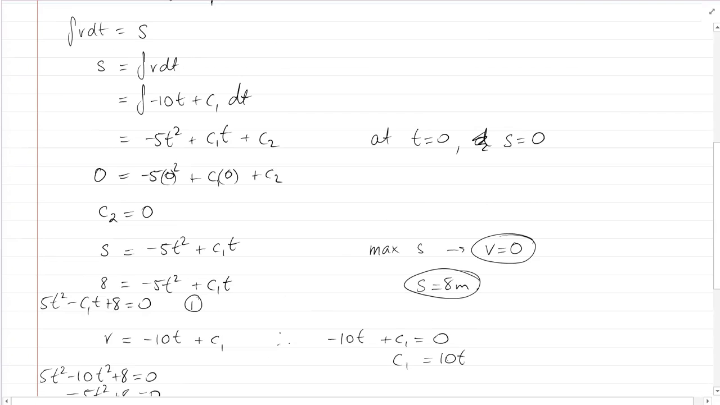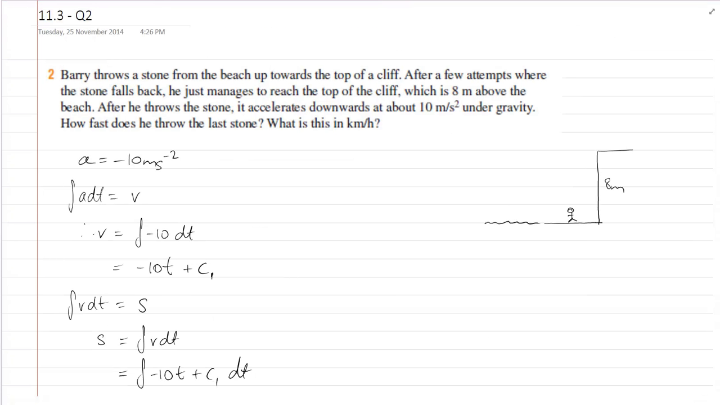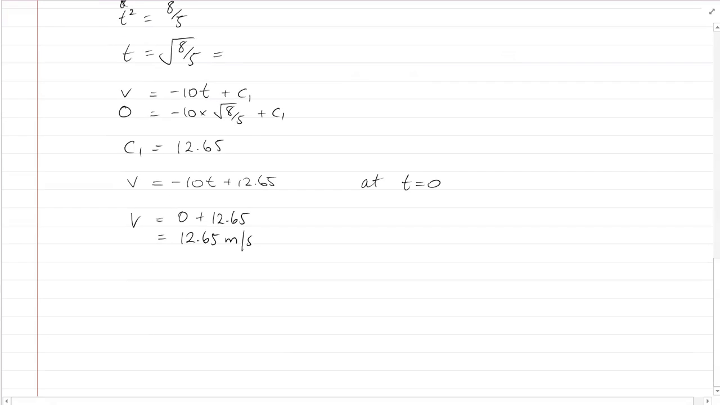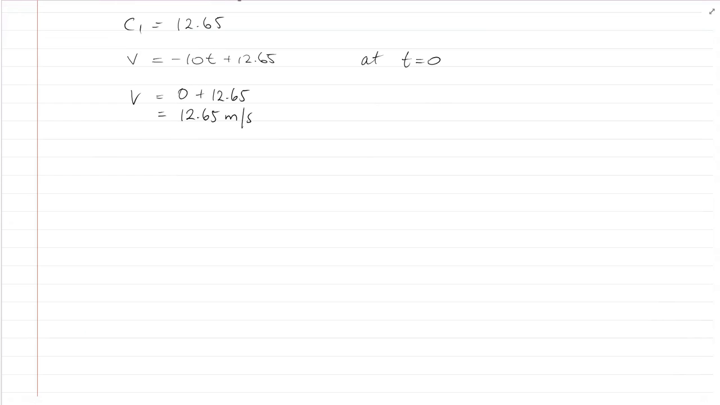And the question asked, go back up to the start, how fast does he throw the last stone, and what is it in kilometers per hour? We're not even going to ask you this in the exam because it's not important to you, but you would divide by 1000 to turn the meters into kilometers, multiply by 60 to turn seconds into minutes, multiply by 60 to turn minutes into hours, and you would have your kilometers per hour. Should be approximately 40 to 45. Okay, and that's the end of that question.